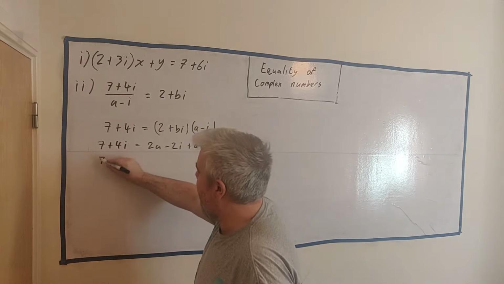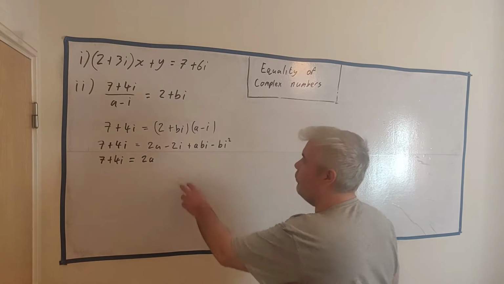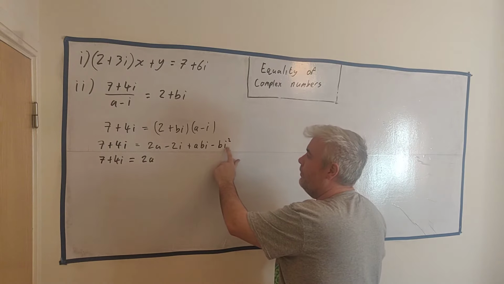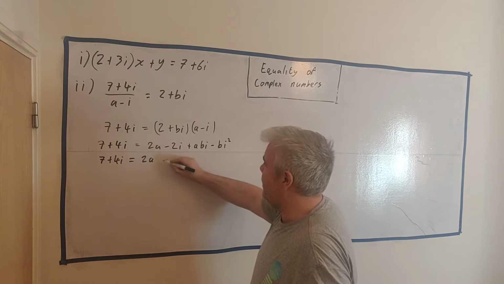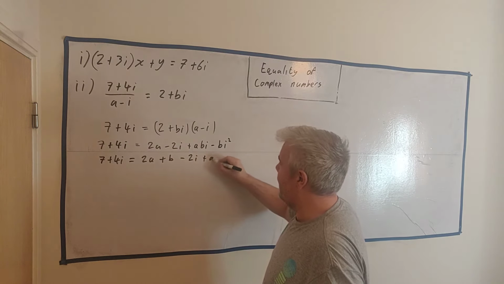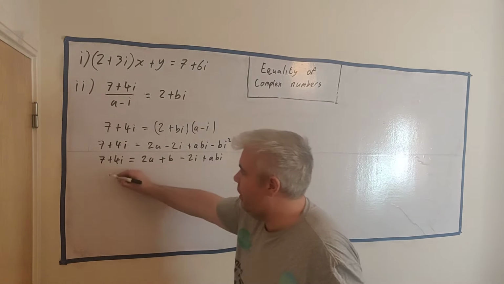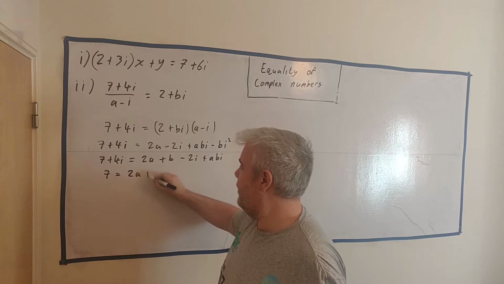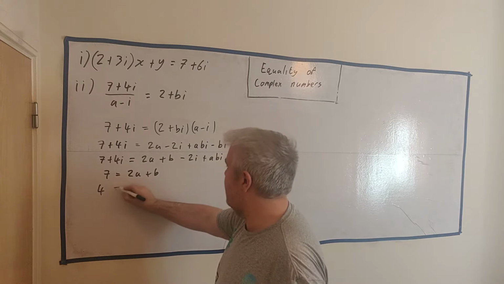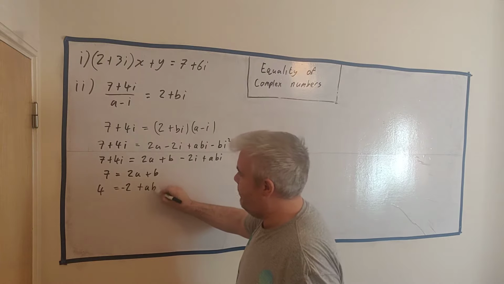Let's clean this up. 7 plus 4i is equal to 2a, all the real numbers, 2a. i squared is a real number, it's minus 1. Minus 1 times b is plus b. Minus 2i plus abi. Okay, so if we equate these out, we get the real numbers: 7 is equal to 2a plus b. And the imaginary numbers are 4i is equal to minus 2i plus abi.